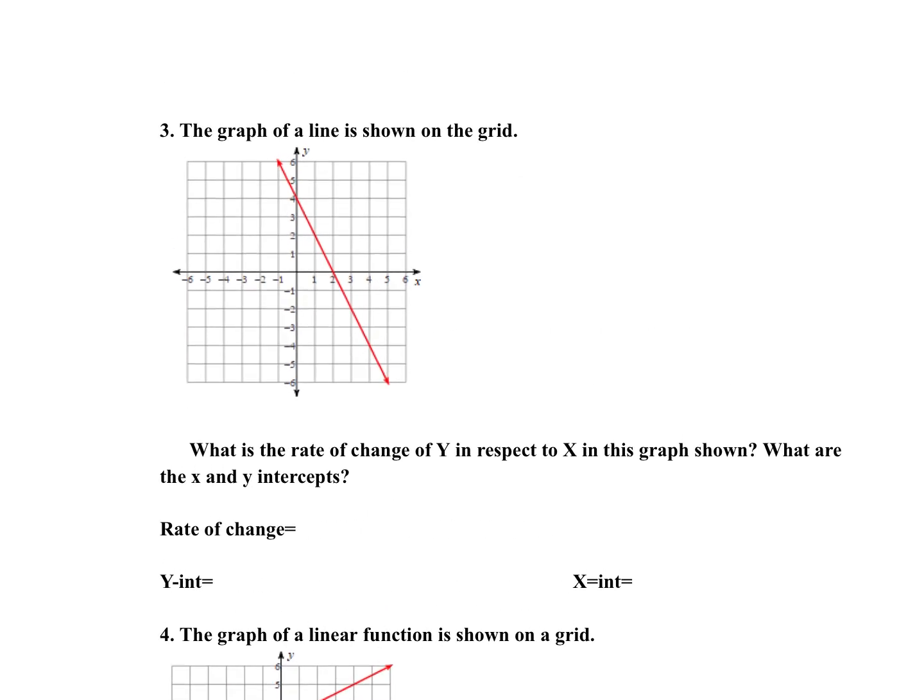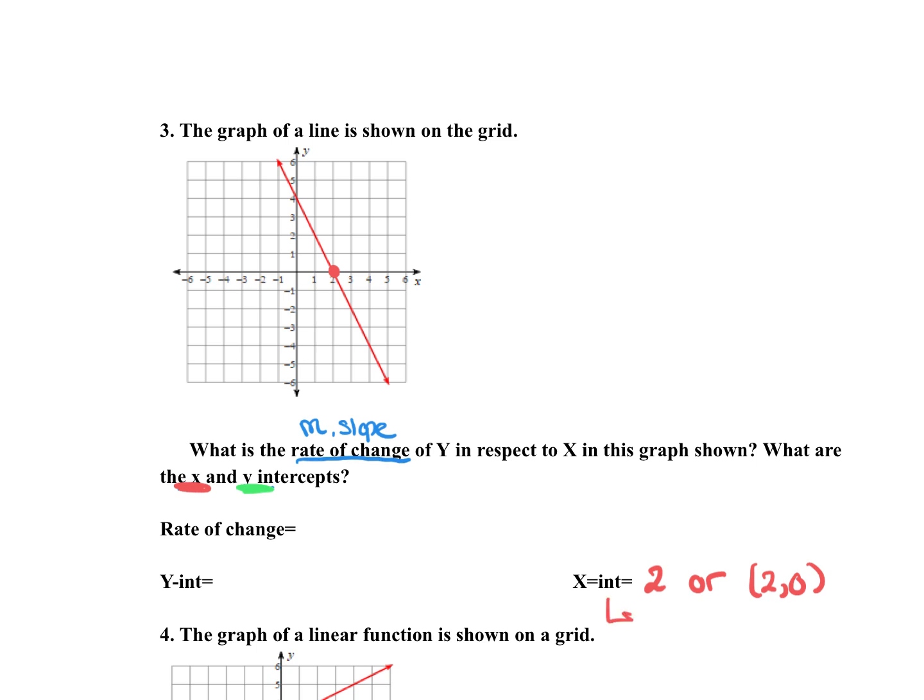On the next page, the graph of a line is shown on the grid, and then it wants you to find the rate of change, which is like saying m, or the slope, and then it wants the x and y intercepts. So let's do our x-intercept in red and our y-intercept in green, and then slope can be blue. So if you find your x-intercept right here, my x-intercept is 2, or we can write that as 2, 0.